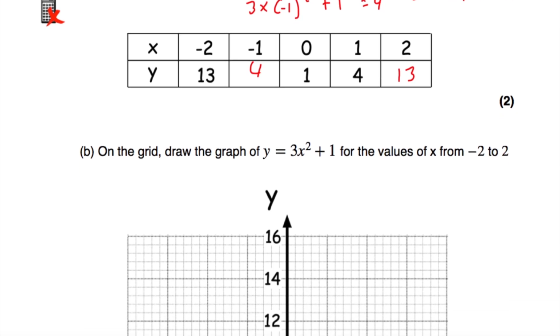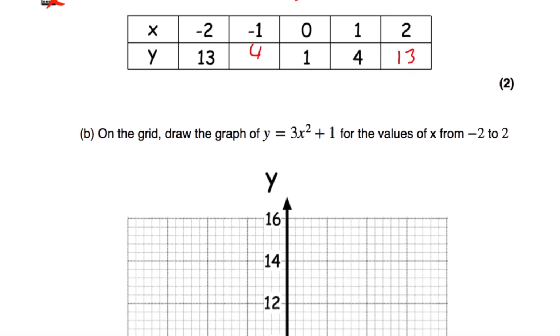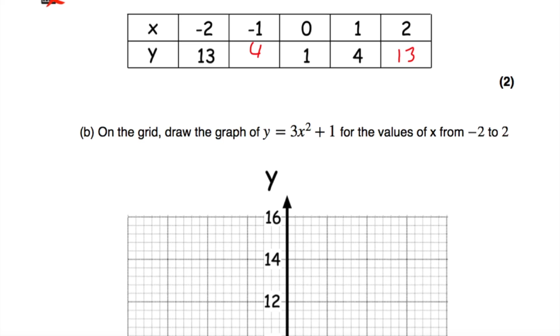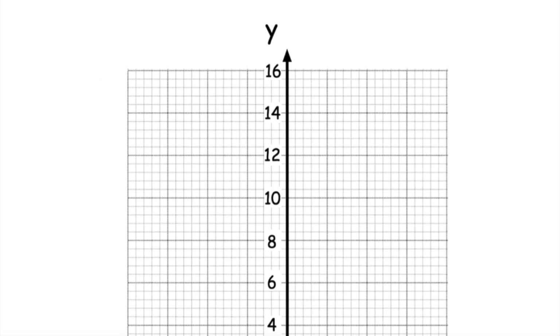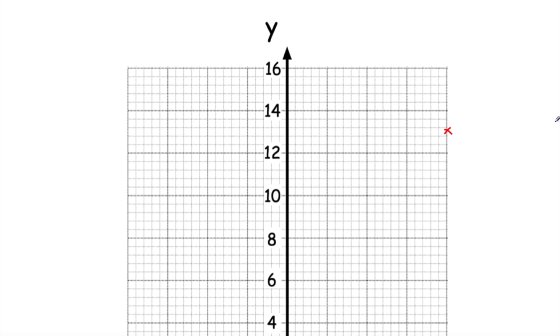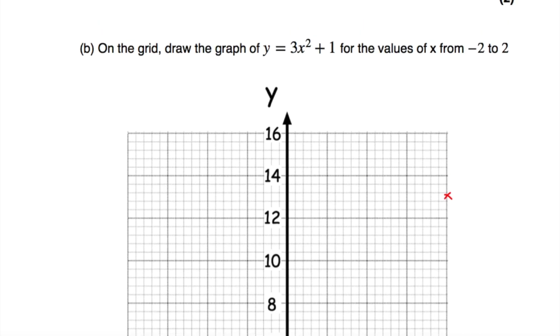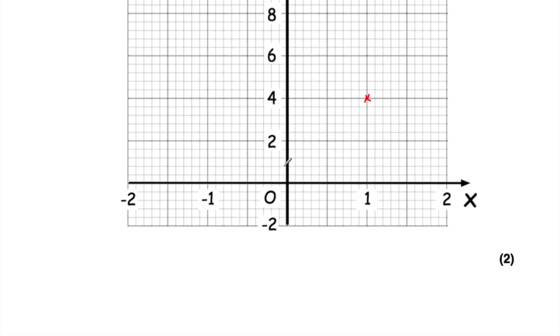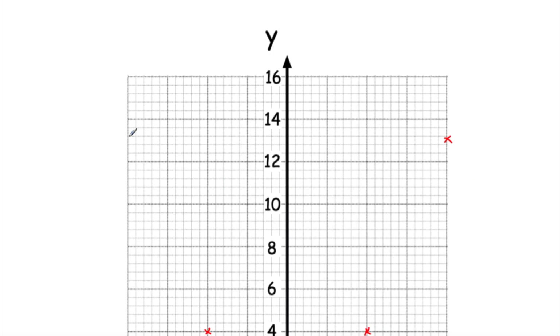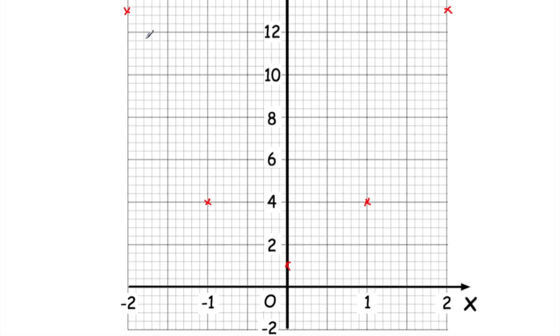So now on the grid below, we need to plot those points. So let's do that. So we've got 2, 13. So let's plot that one. 2 across, 13 up would be there. Then we have 1, 4. So that's 1 across 4 up would be there. Next, we've got 0, 1, so 0, 1 would be there. Then negative 1, 4 would be there. And then negative 2, 13 would be there. So we've plotted our points.